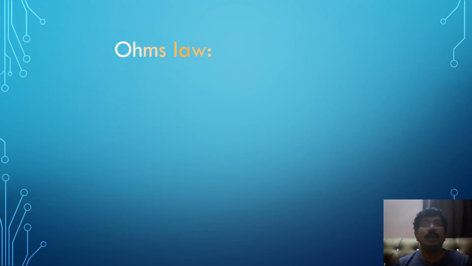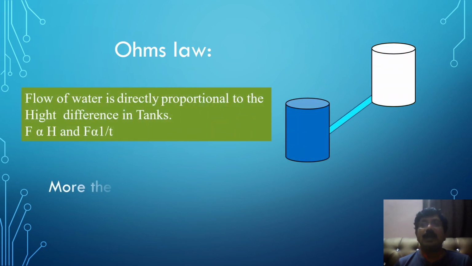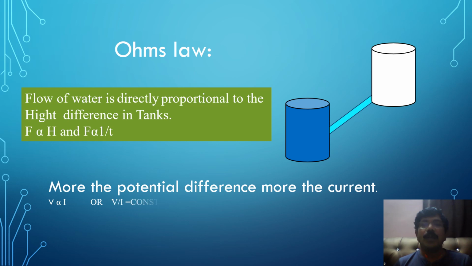Children, before going to study about Ohm's law, observe this animation. See, the water is filled in the tank which is at a high level. When they are connected with the pipe, the water flows from the higher level to the lower level with the help of the pipe. As you increase the height difference between the tanks, more and more water flows. So the flow of water is directly proportional to the height difference in the tanks. So F is proportional to height.